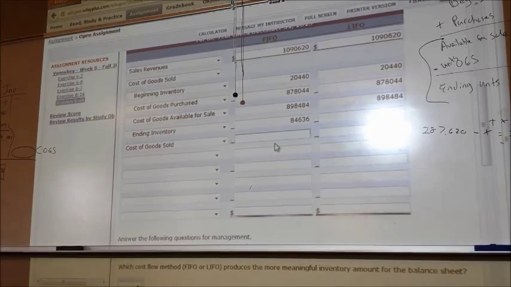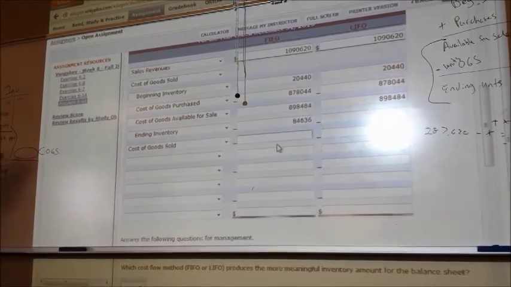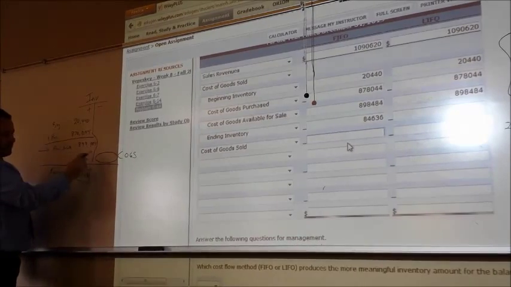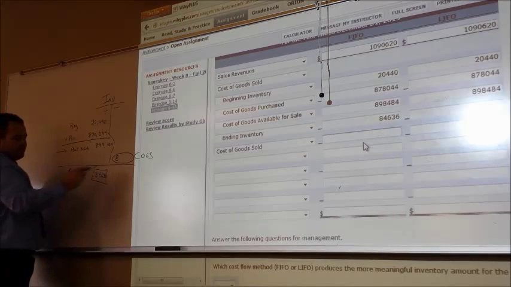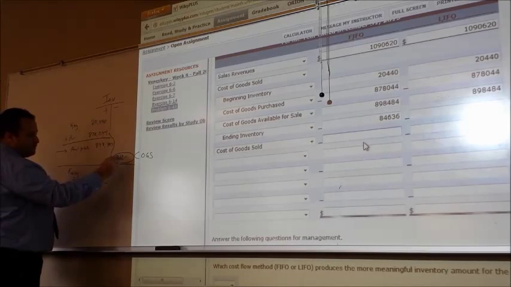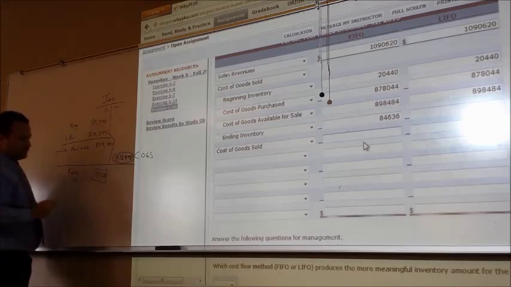Cost of goods sold, therefore, is what? What number goes right here? Somebody tell me. 800 and some thousand. 813,848. Okay.